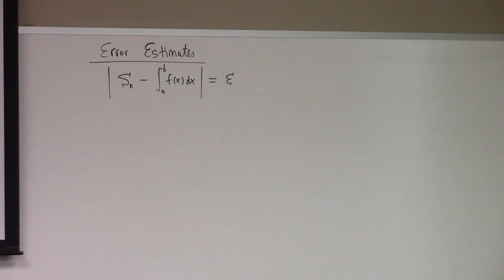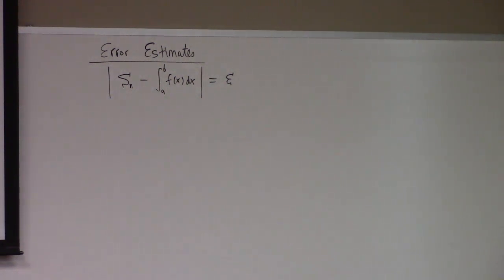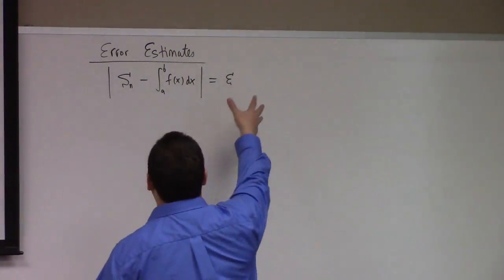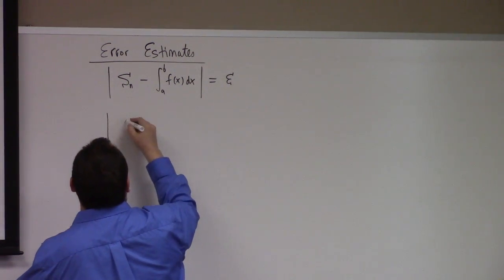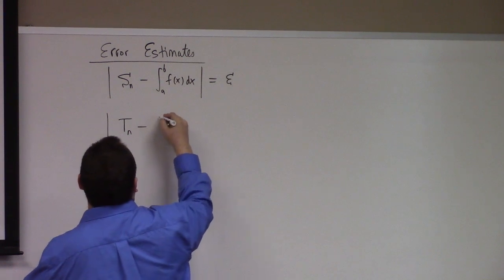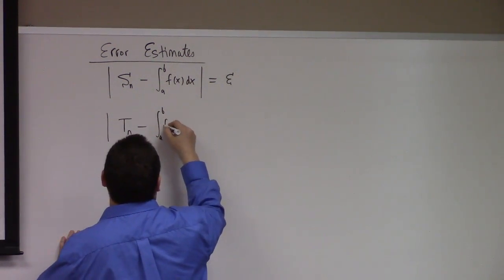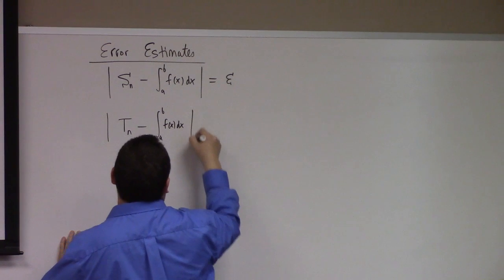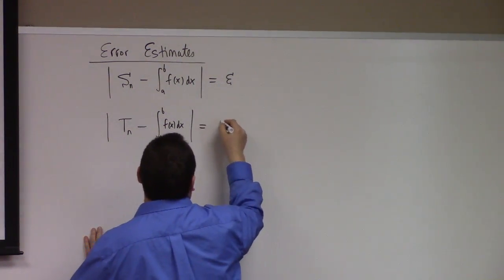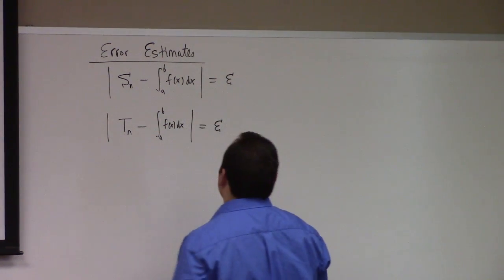By the way, I said something about Simpson's rule only being good for even numbers of intervals. That's nonsense. I don't know what I'm remembering that from, but quite clearly the book has formulas that work for odd n as well. So this would be the error in Simpson's rule. If we look at the trapezoid rule of order n, the difference between the trapezoid rule of order n and the actual integral, that's called the error in the trapezoid rule. And we usually use it with epsilon.